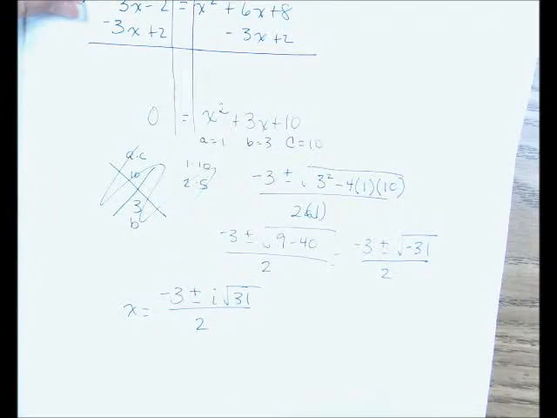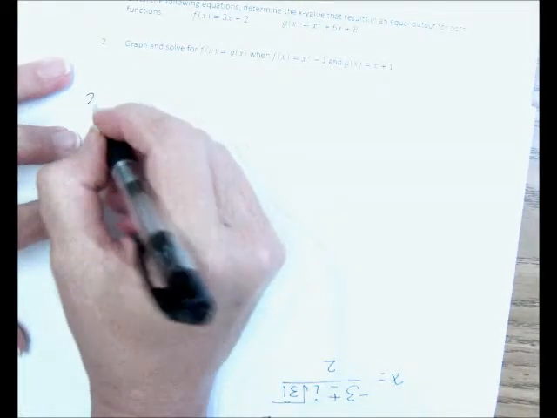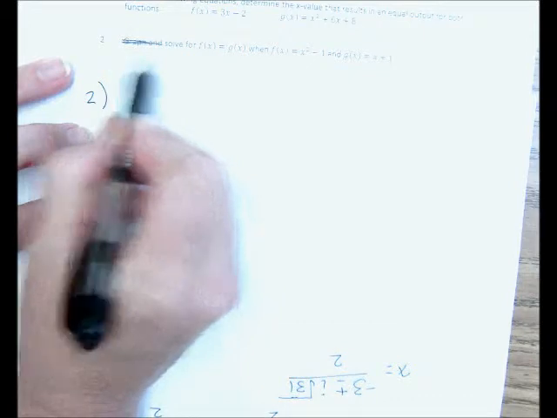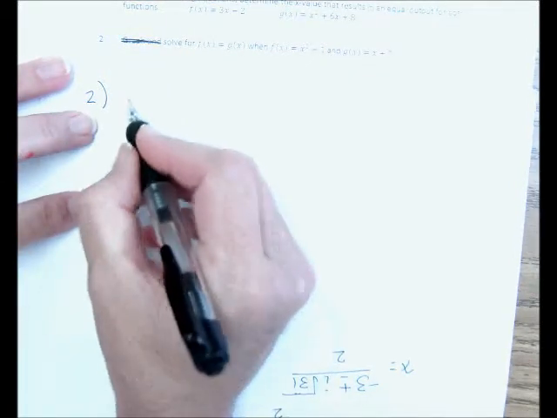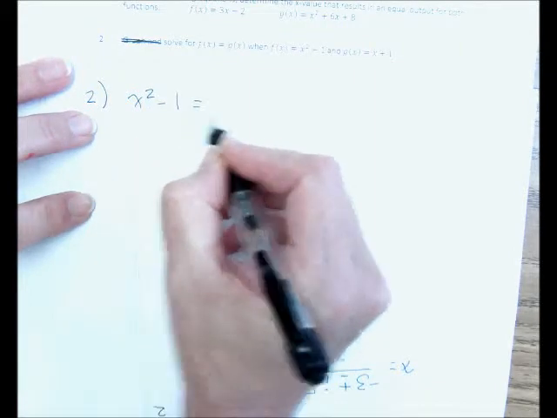So moving on along to number 2, which is one that you needed to do by yourself in class today. It says graph and solve. I'm not going to graph it, I'm just going to solve it, for when f of x is equal to g of x. And so in this case, f of x is x squared minus 1, and g of x is x plus 1.